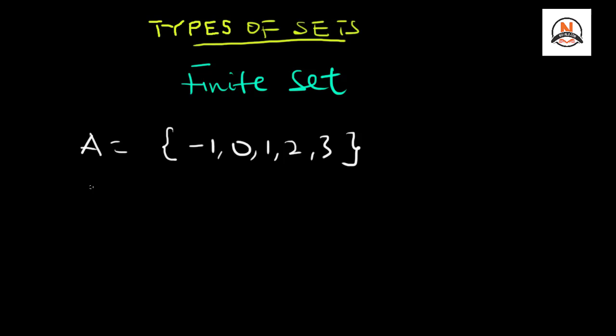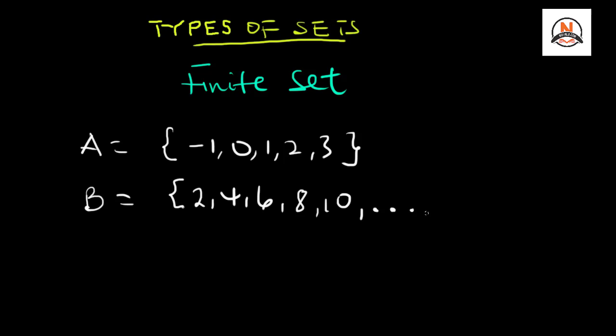Consider another set, set B. Set B has these elements: 2, 4, 6, 8, 10. Let's put an ellipsis there to show that there are other numbers there, and then we'll end at 16. This break is telling us that there are some numbers there, this ellipsis here, but then the set also has an end. So how do we find the numbers here?